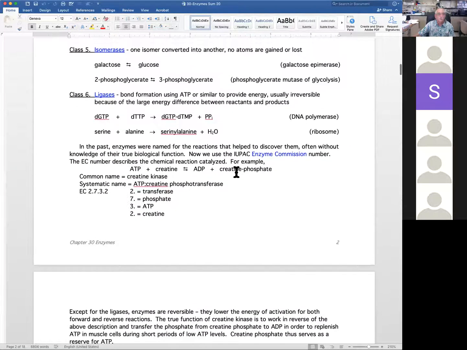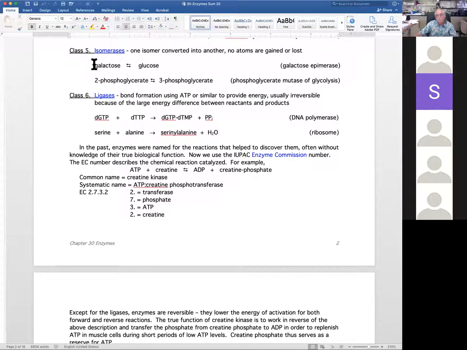And isomerases convert one isomer into another. So here we broke a bond and reformed the bond in a different place. So we turned galactose into glucose. Here we took the phosphate group on the number 2 carbon and moved it to the 3 carbon. Those are isomers.